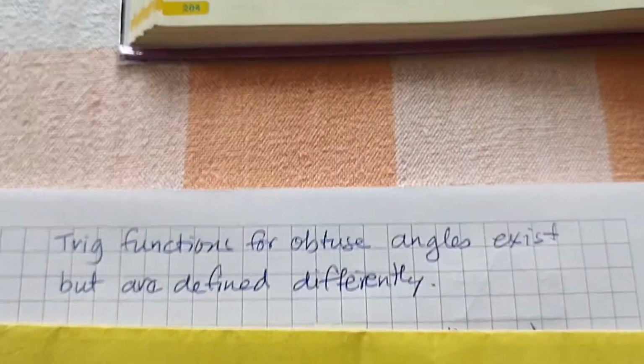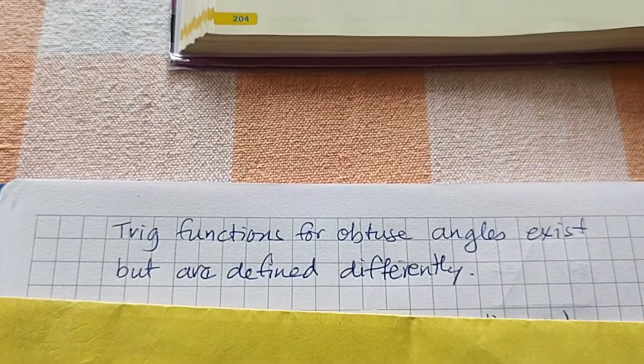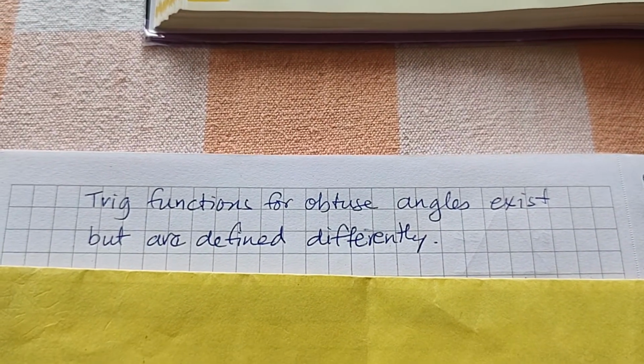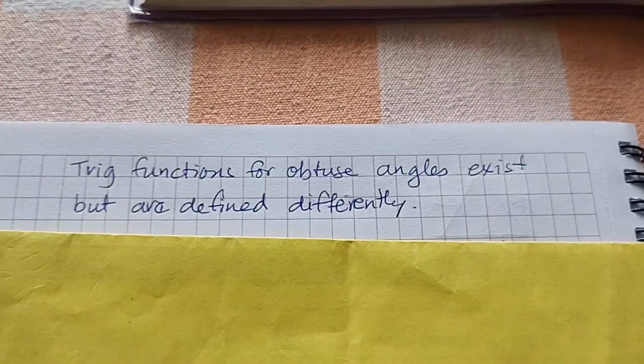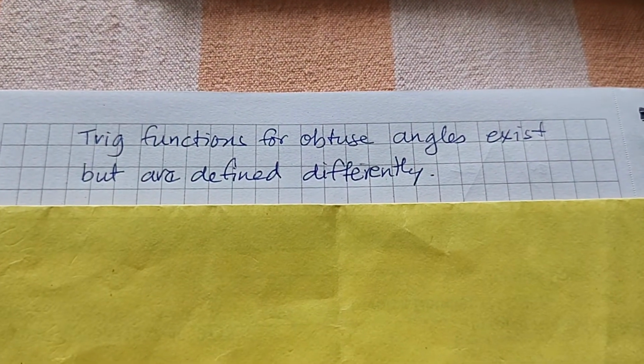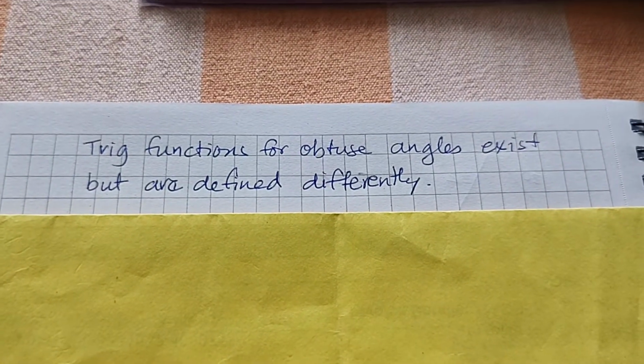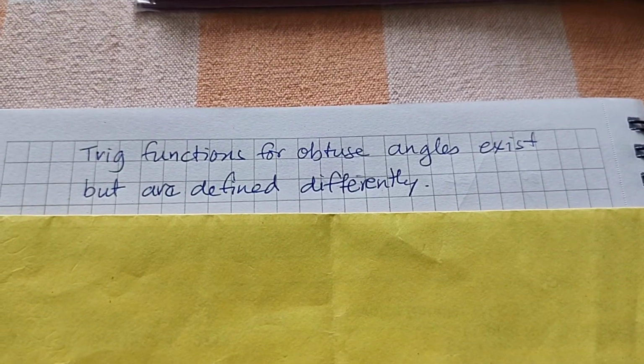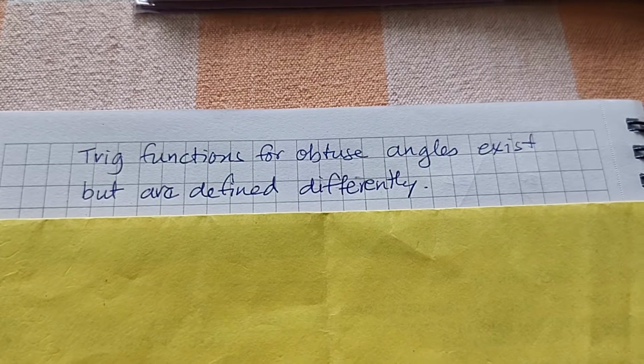So what happens here? Trigonometry functions for obtuse angles exist but are defined differently. How are they defined? I'm afraid we don't know enough maths to go into them. If you like, you can look it up on the internet, but I'm afraid you will not really understand.